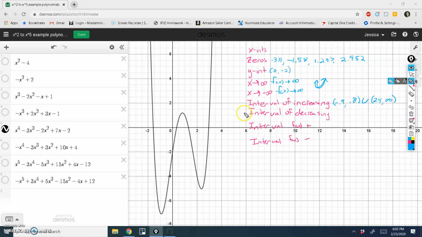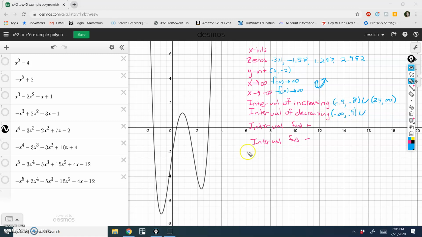Let's look at our opposite. Now let's look at our intervals of decreasing. Okay, so it looks like we're decreasing now. Coming in from negative infinity, we're decreasing, decreasing, decreasing until we get to negative 0.9. So we decreased from negative infinity to negative 0.9, where we started increasing.